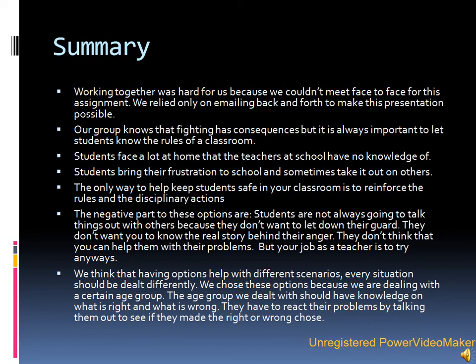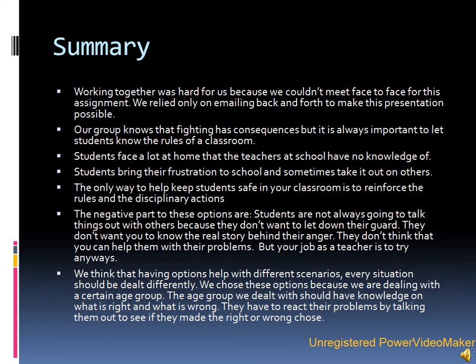This is our summary. Our group knows that fighting has consequences, but it is always important to let students know the rules of the classroom. Students face a lot at home that the teacher at school has no knowledge of. Students bring their frustration to school and sometimes take it out on others. The only way to help keep students safe in your classroom is to reinforce the rules and the disciplinary actions.